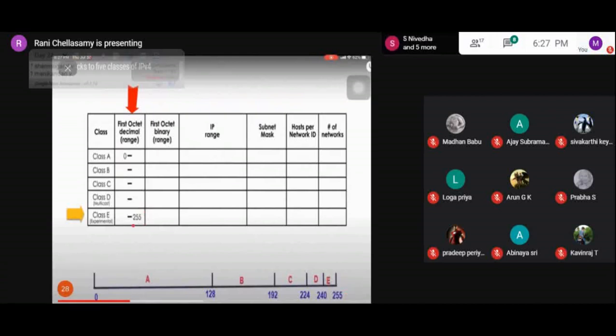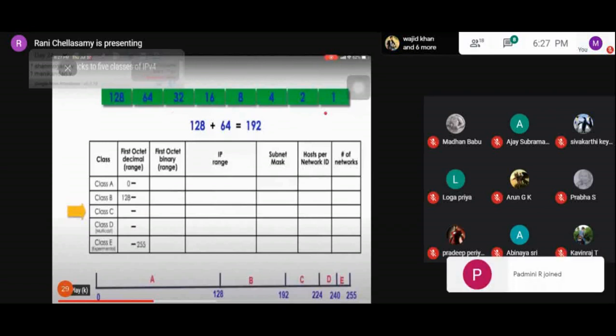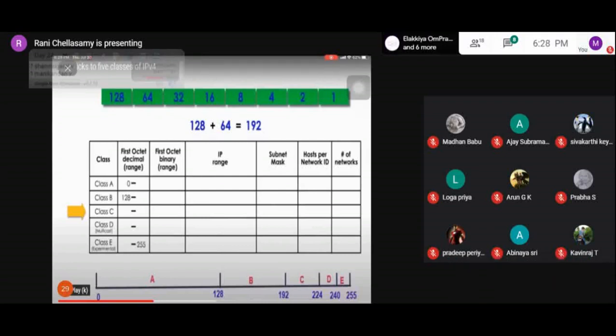And what is the range of the class B? See, this we call 1, 2, 4, 8, 16, 32, 64 and 128. We call it a table used for converting the IP address from binary to decimal and decimal to binary. Okay, fine.